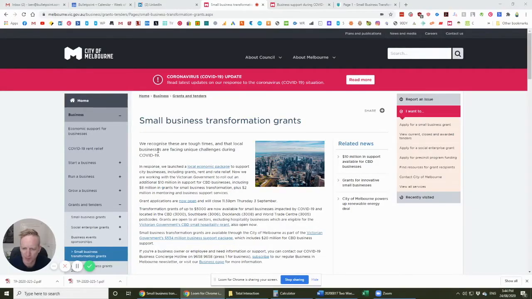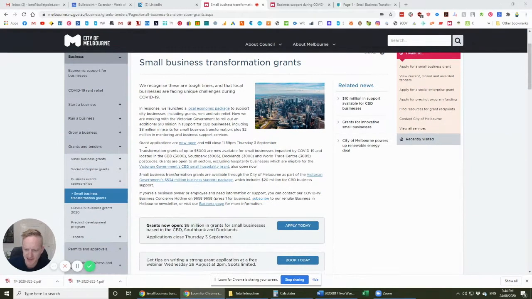So if you Google the Small Business Transformation Grant, the City of Melbourne website should come up. And as you can see here, $5,000 is available. Applications close next week on the 3rd, so there isn't much time for this grant. So I suggest you start early. If you rush, it's not going to look very good. It's only for limited suburbs within the City of Melbourne, so the CBD, South Bank, Docklands, and the World Trade Centre. So you would know by your postcode whether you fit within that. Places like Parkville or North Melbourne would be outside and ineligible.